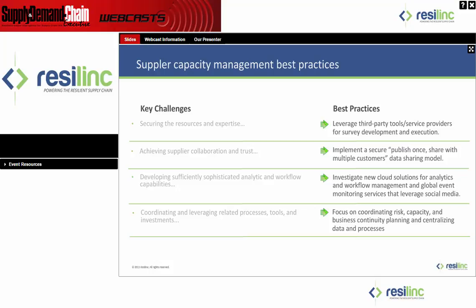We have some recommendations on how to deal with these key challenges. So let's start with the resource and expertise challenge. Our recommendation is to look at leveraging commercial tools and services to develop and administer capacity risk surveys. Third parties specializing in supply chain risk management and capacity risk solutions have the cross-industry experience to help you develop a very robust and comprehensive process.